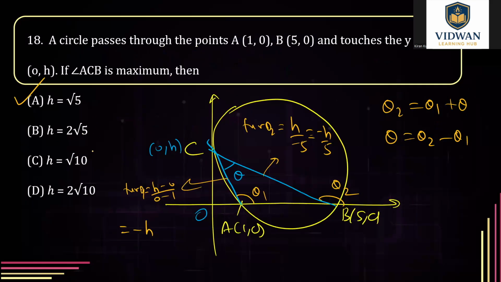Anyway, there is no negative sign. Actually, it may touch down also, but they have not specified anything. So fine, you can mark h equals root 5.